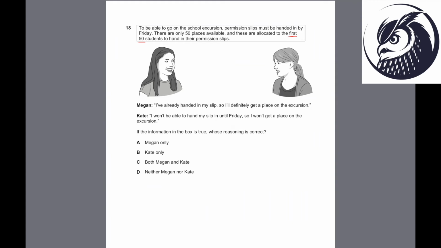We know that to get a place on the school excursion, you need to satisfy 2 conditions. You need to be the first 50 to hand it in, plus you need to hand it in by Friday. And if you are in the first 50 and you hand it in by Friday, you are guaranteed a place on the excursion, right? You get a place on the excursion. But you need to satisfy both these criteria, right? Criteria 1 and criteria 2.